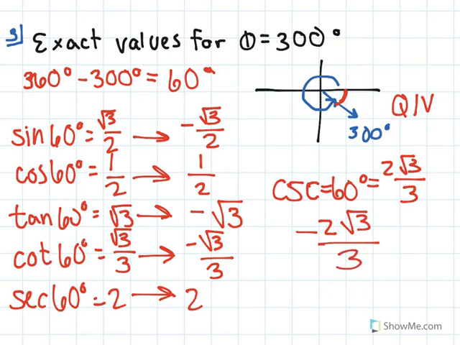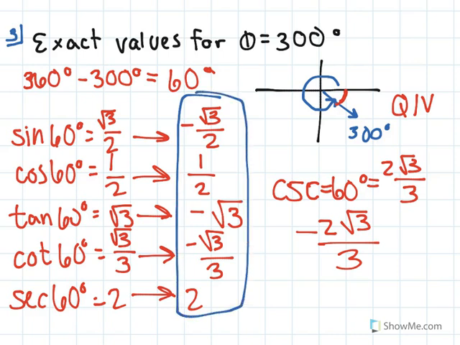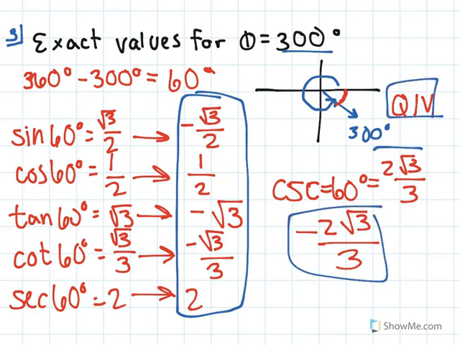So remember, we used our reference angle of 60 degrees to find all of our values, but we had to go through and reevaluate everything because really we're looking at 300 degrees, and that's going to be in quadrant 4. So it's important to make sure you're remembering which quadrant you're in, even if you're using a reference angle to solve for your exact values.